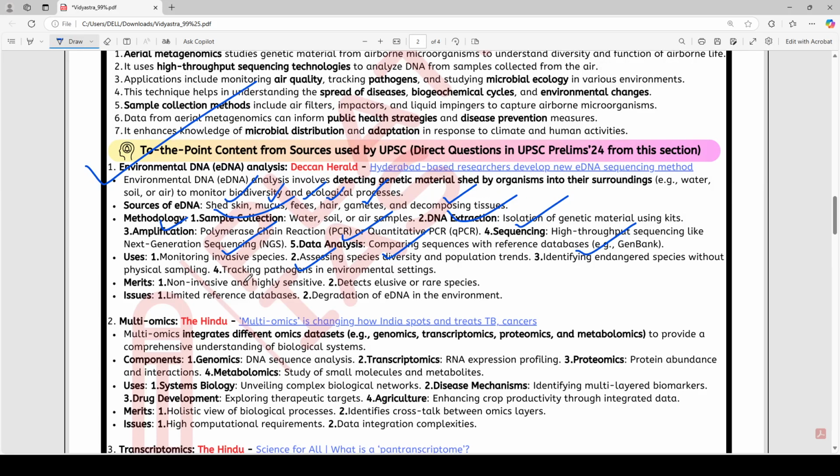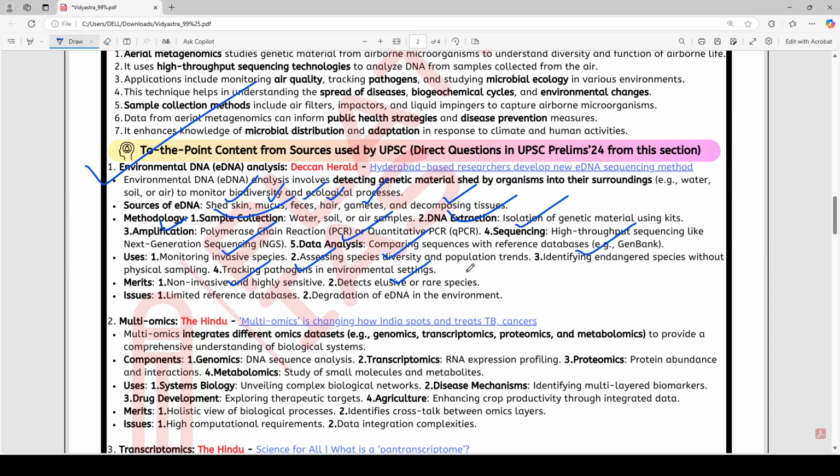Okay, now these merits and demerits you can easily understand now. It is non-invasive because, as I said, you don't have to target every individual. It detects elusive or rare species because, let's say, the number of members of one species are only 2 in a complete rainforest, or let's say 4. Now it will be difficult to identify a single individual, but from DNA analysis we can easily identify.